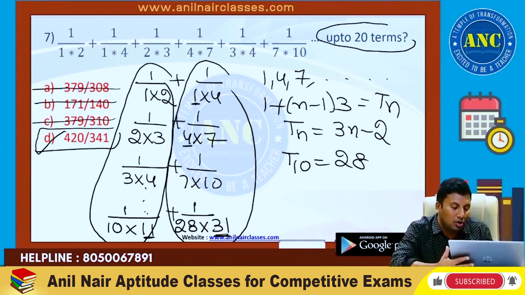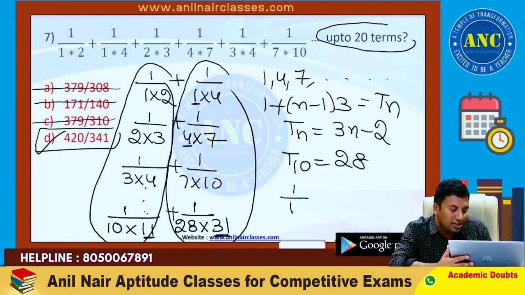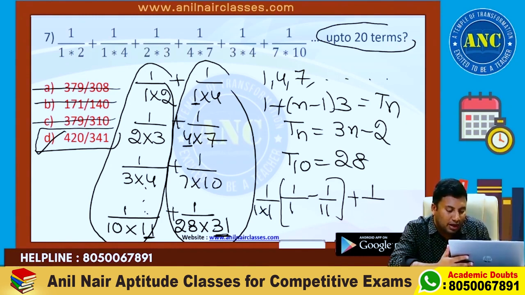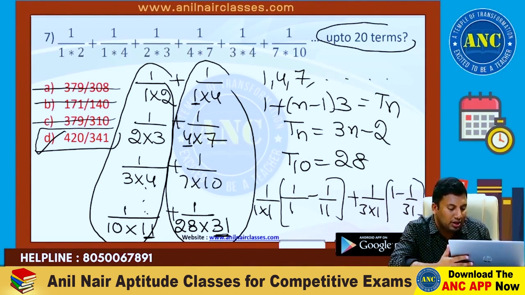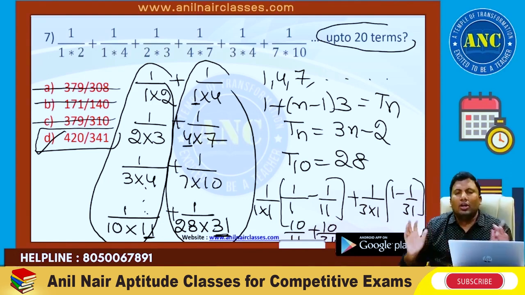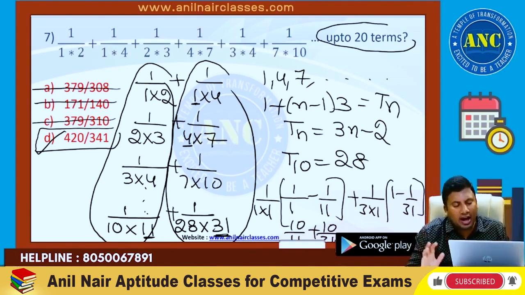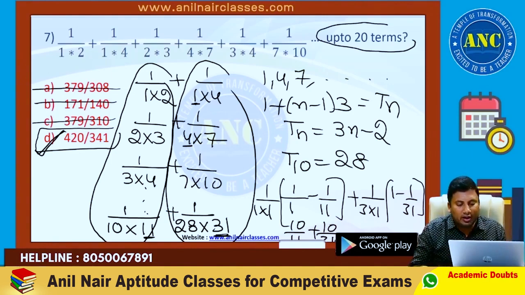Or if you want to do it by method 2, it is nothing but 1 minus 1 by 11 plus 1 by 3 into 1, 1 minus 1 by 31. You can do it. This is nothing but 10 by 11 and this is nothing but 10 by 31. You can do LCM, feel happy in calculating it and find the answer. So what is the answer for this question? Which is nothing but 420 by 341. I hope it is clear, right?